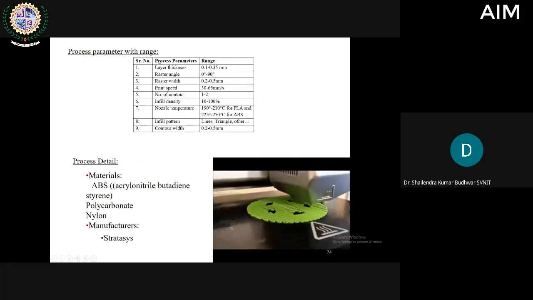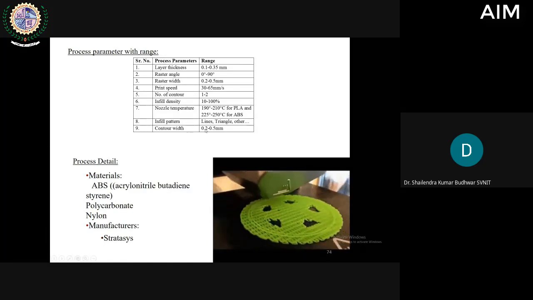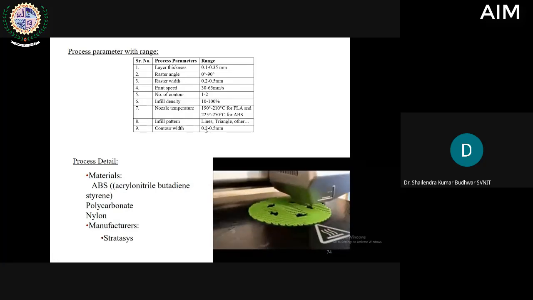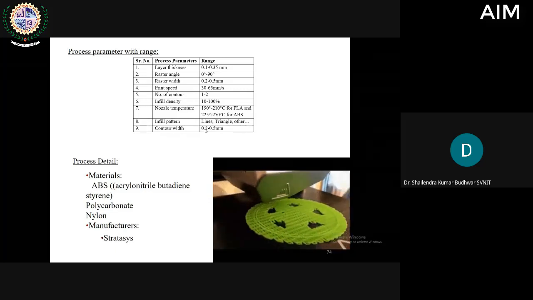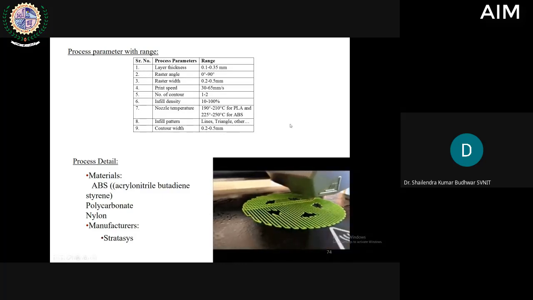So this table shows the range of process parameters. Layer thickness is generally 0.1 to 0.35 millimeter. Raster angle 0 to 90 degree. Raster width, that is 0.2 to 0.5 millimeter. Print speed 30 to 65 millimeter per second. Infill density 10 to 100%.